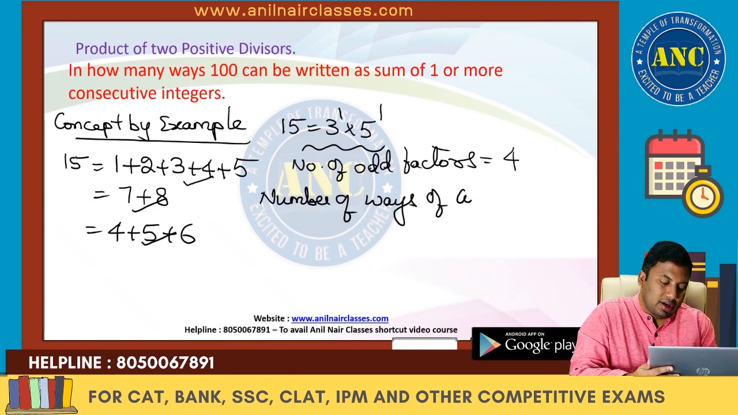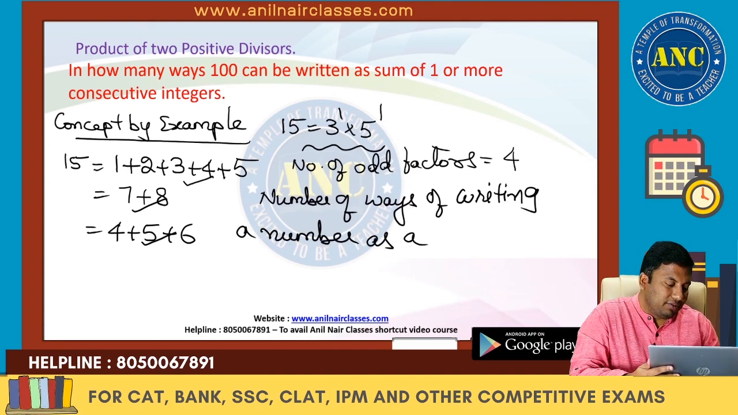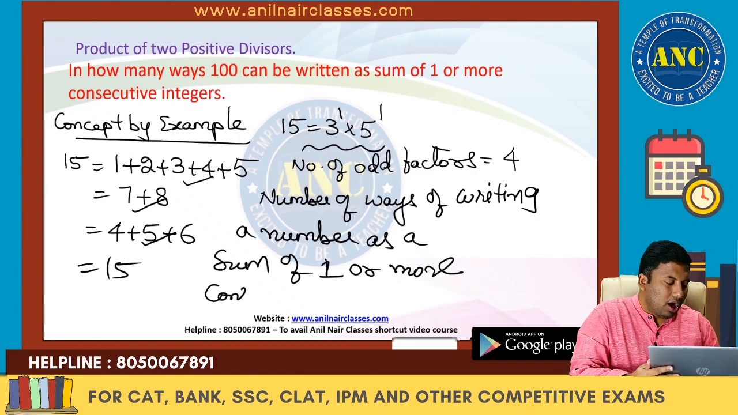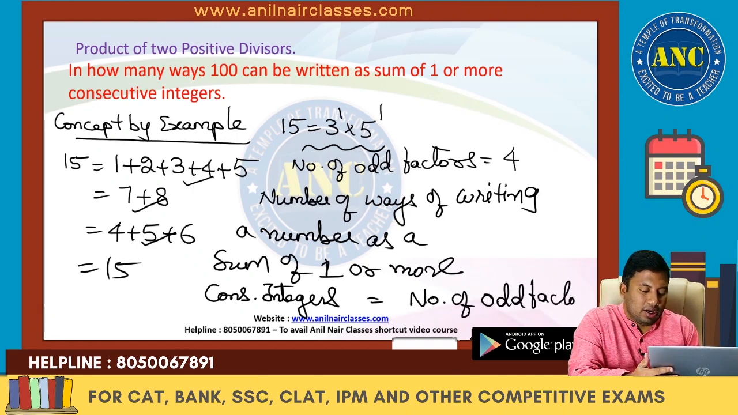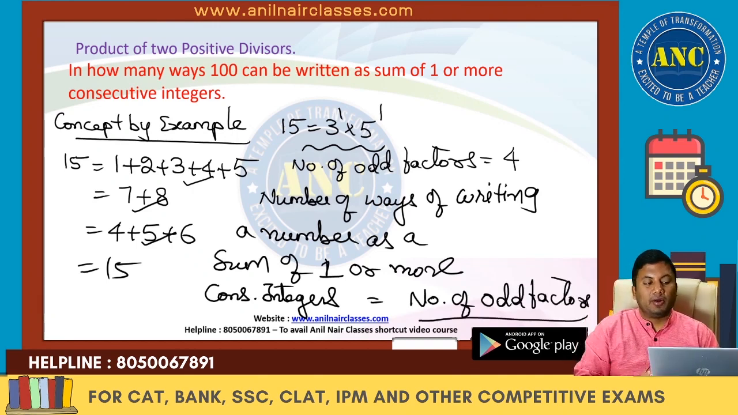Number of ways of writing a number as a sum of one or more consecutive integers, for example 15, is nothing but the number of odd factors. Please write down this extremely important point. Number of ways of writing 100.